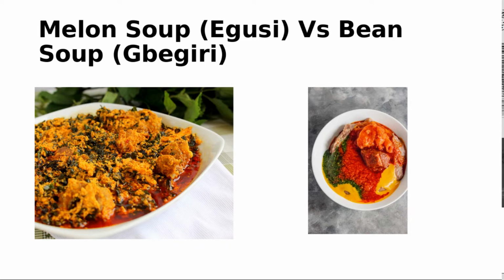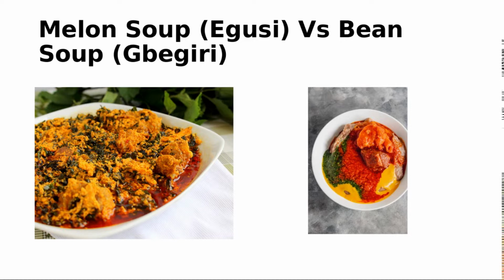So melon soup is actually a nice delicacy taken in West Africa, very rich in fats and protein. Also, gbegiri, the bean soup, is popular in northern and southern Nigeria, also very rich in protein. And you can easily distinguish which one is egusi and which one is gbegiri because of the additives and the way it is presented.